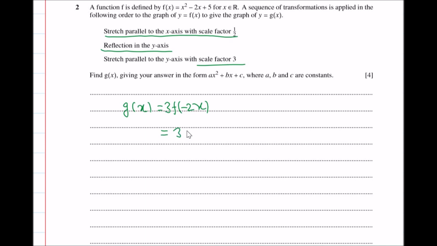So 3 as it is. Now wherever in this function we have x, we'll replace it with minus 2x. So let me write in a big square bracket: x becomes minus 2x squared, minus 2 into minus 2x, because x is being replaced with minus 2x. Plus 5 as it is.